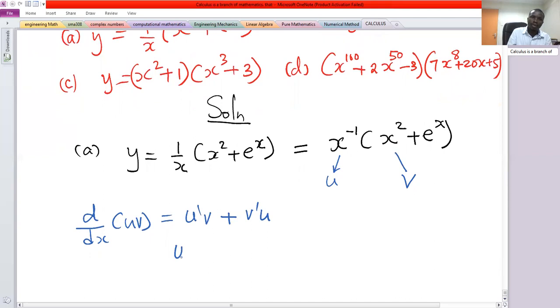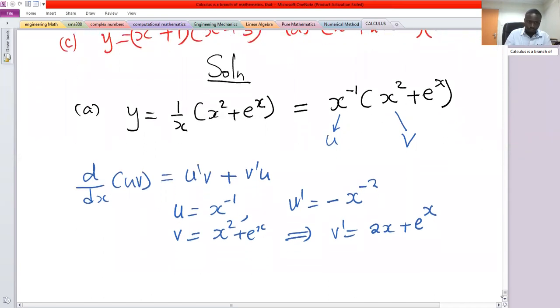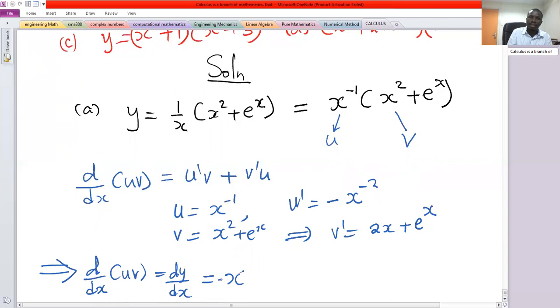So our u is x raised power negative 1. So u prime, by the power rule, will be negative x raised power minus 2. And v is given by x squared plus e raised power x, which means v prime will be 2x plus e raised power x. So this means d dx of uv, which is the same as dy dx, equals u prime, minus x raised power negative 2, times v, x squared plus e raised power x, plus v prime, 2x plus e raised power x, times u, which is x raised power negative 1.